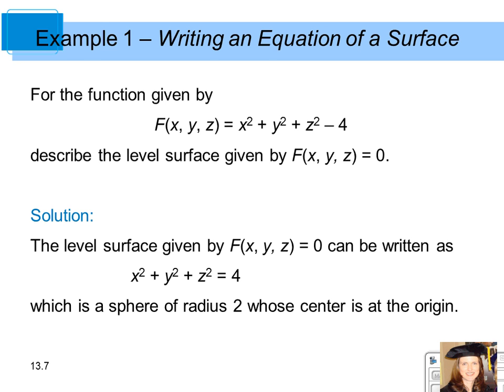Way back in chapter 11, we were exposed to the quadric surfaces, and one of them being the sphere. So this sphere has a radius of 2, and the center of the sphere is at the origin.